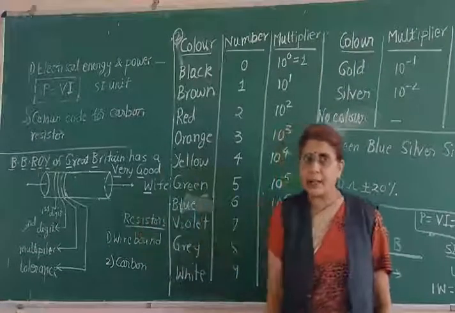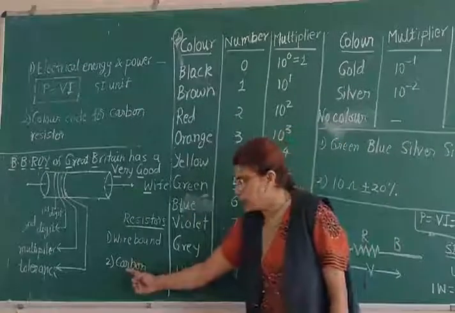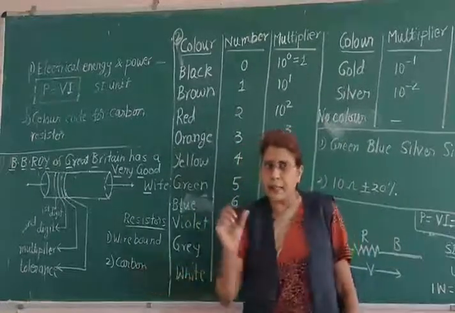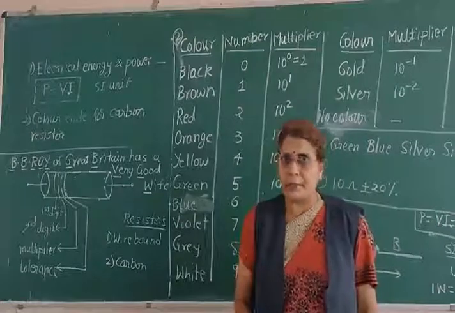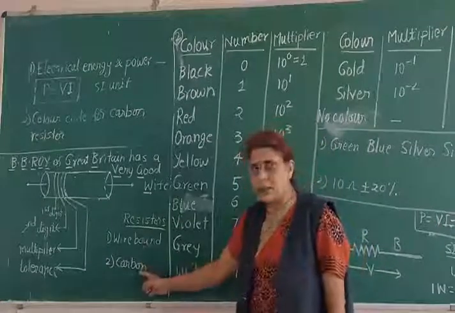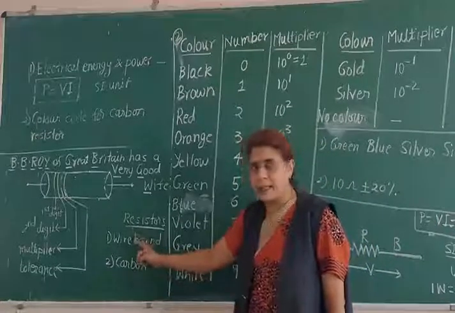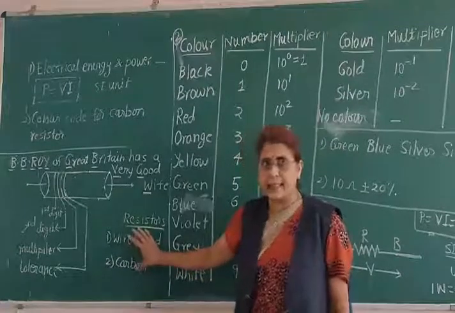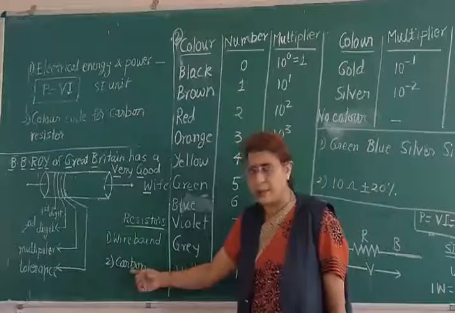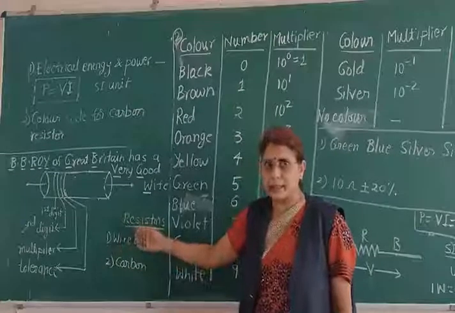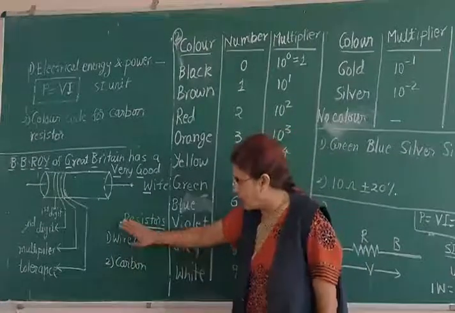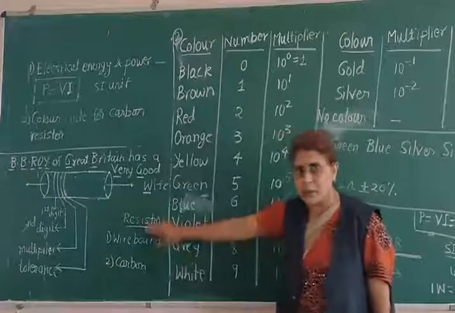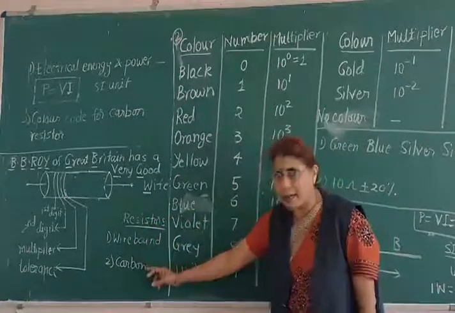If you want a higher range of resistance, we are using what? Carbon resistors. They are very small in size and very cheap. So carbon resistors for higher resistance values and wire bound resistors for low resistance values. These two you will be seeing in the lab. When you come to the lab, you will be seeing the carbon resistor, you will be seeing the resistance boxes also. So now we are not talking much about the wire bound resistors. Let us come to the carbon resistor.